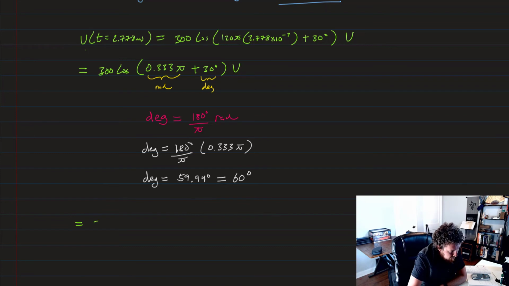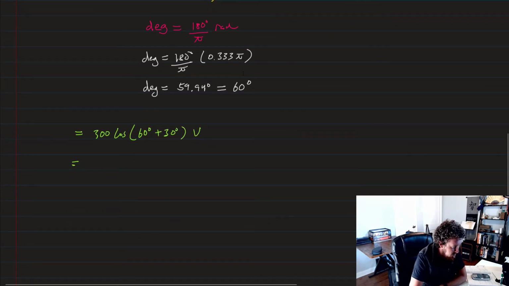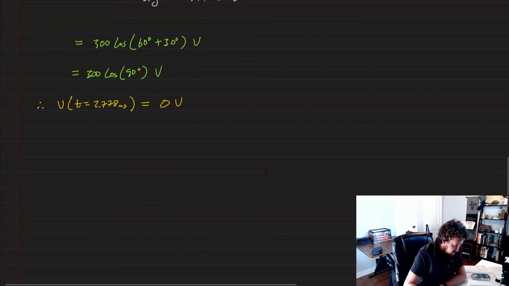Now we're ready to come back to our equation. 300 times the cosine of now 60 degrees plus 30 degrees in volts is going to be equal to 300 times the cosine of 90 degrees in volts. And if you remember your unit circle, it's going to make this one pretty easy. We can say then that our voltage at t equals 2.778 milliseconds is simply equal to 0 volts, since the cosine of 90 degrees is 0.